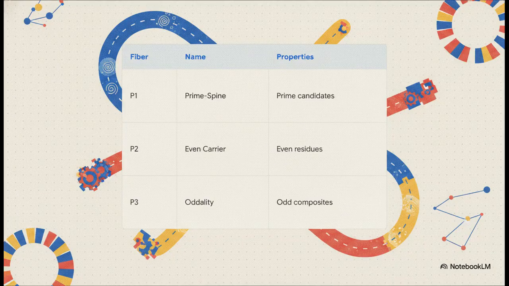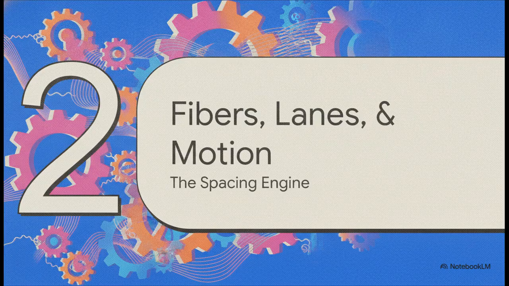And because of that strict boundary of 30, the universe cleanly separates into three distinct continuous fibers. Notice how P2 handles all the even numbers, while P3 carries the odd composites. But P1, the prime spine, that is where the magic happens. Every single prime number in existence greater than 5 absolutely must live inside that P1 fiber. The universe has instantly organized itself into three distinct lanes of traffic. It's almost like a cosmic highway. All right, moving on to Section 2.